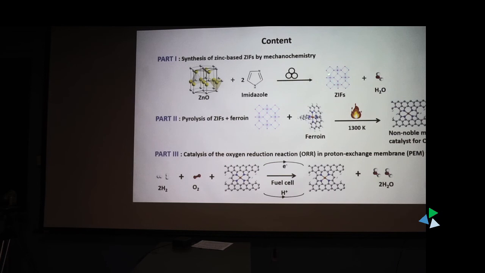In the second part, we're going to use those ZIFs and mix them with a molecule called ferrine, including iron. So we're going to take these two molecules and pyrolyze them at 1300 Kelvin to fabricate some planar structures involving iron, nitrogen, carbon, which are used as noble metal-free catalysts for the oxygen reduction reaction. In the third part, I'm going to discuss precisely this oxygen reduction reaction in a proton exchange membrane fuel cell.